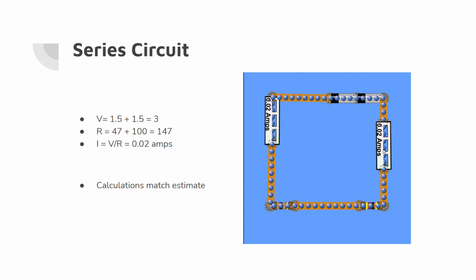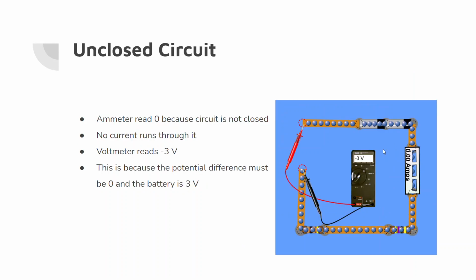Now the first simple circuit was a series circuit. You get the volts by adding together the volts of the two batteries, 3 volts. The resistance is done the same way, adding the resistance of the two resistors. The current is found by dividing the volts by the resistance. And the calculations I made matched the ones in the simulation.